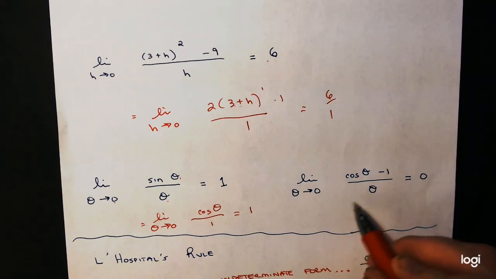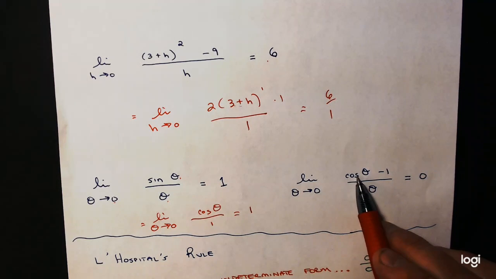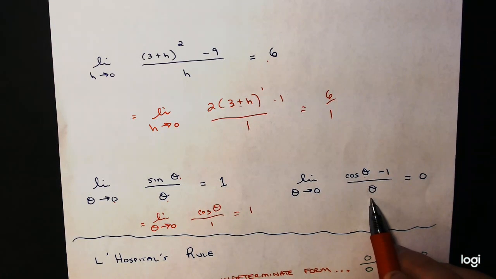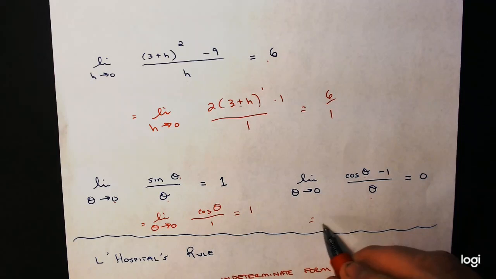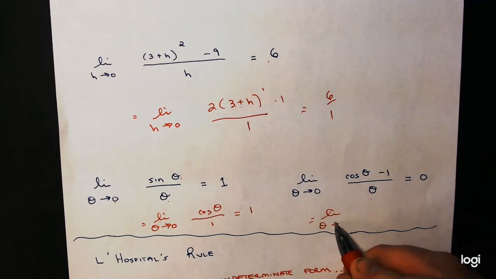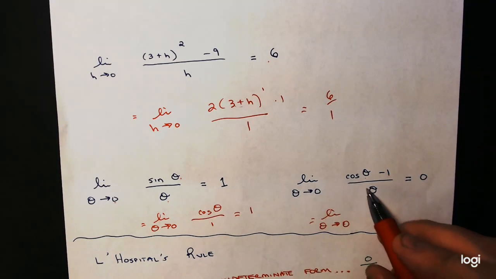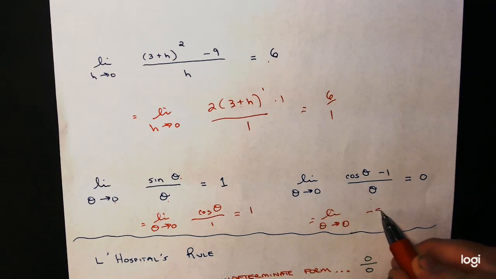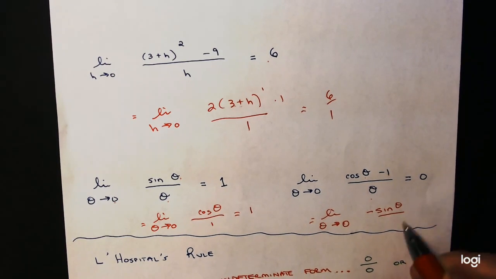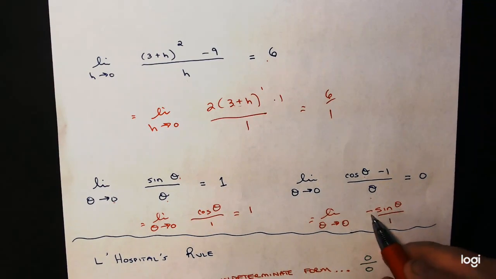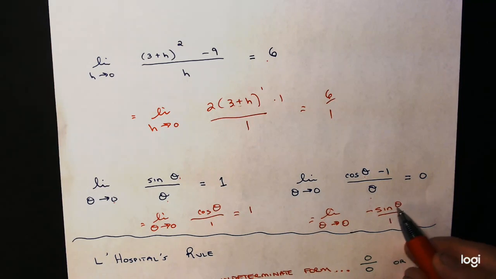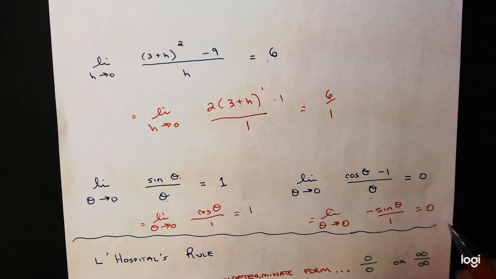This one, plug in a 0, we get 1 minus 1 over 0, which is indeterminate. Let's use L'Hopital's rule. The derivative of the cosine is the opposite of the sine function over 1. And so negative sine of 0, plug that in, we get 0.